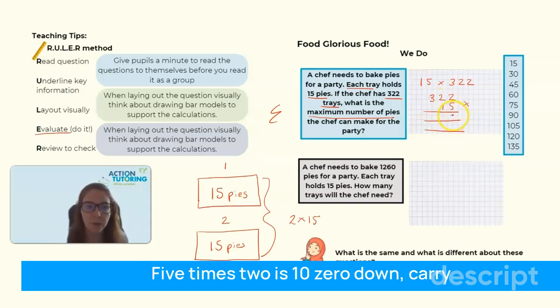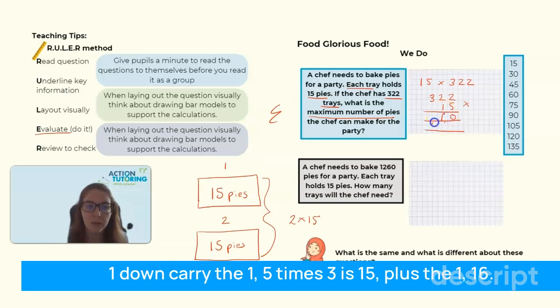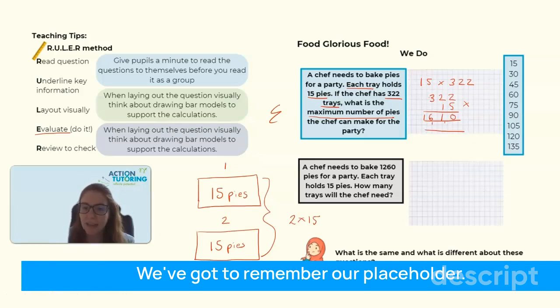5 times 2 is 10. 0 down, carry the 1. 5 times 2 is 10, plus that 1 we've carried over is 11. 1 down, carry the 1. 5 times 3 is 15, plus the 1, 16. What must we remember on this second line? We've got to remember our placeholder.